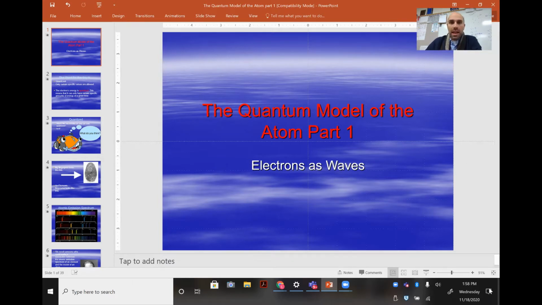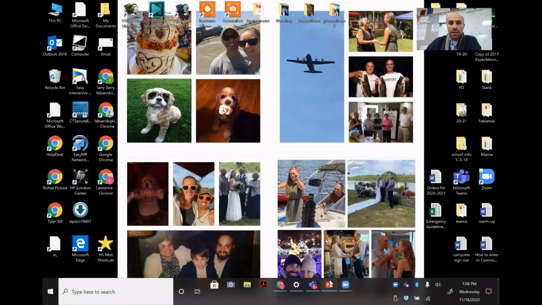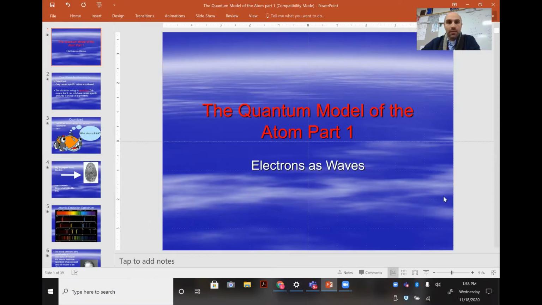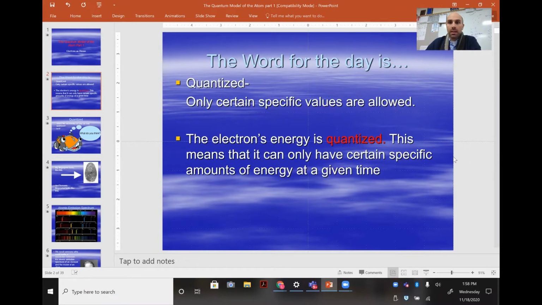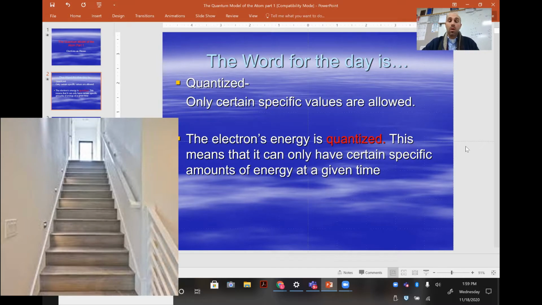So looking at electrons as a wave, we are talking about quantized. Quantized is the word of the day. What does quantized mean? It means only a certain and specific amount. Take me, for example, if I were to walk up my staircase, I am only going up a certain and specific amount every single time. Every time I take a step up, I'm going up each step, probably about 6 to 7 inches. That is a certain and specific amount every single time.